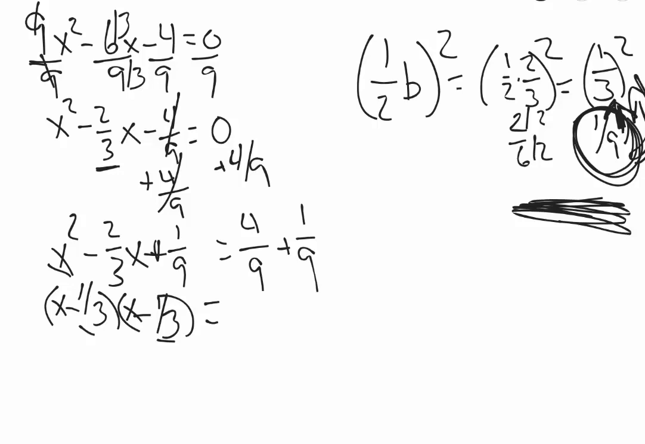And to shorthand this problem here, since we do have x minus 1/3 times x minus 1/3, we are just going to rewrite that as x minus 1/3 squared. And that is our left-hand side. Our right-hand side, remember we moved over that 4/9 earlier, and we had to add that 1/9 to each side. So 4/9 plus 1/9 gives us 5/9.